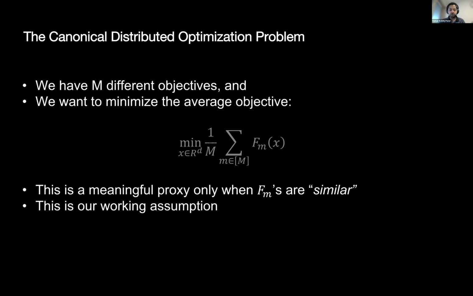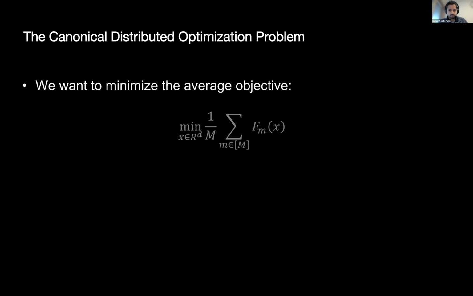For the most part of this talk, we are going to work with the working assumption that these things are actually similar, so that it makes sense to collaborate and to solve a federated problem. I'll revisit this assumption towards the later half of the talk and talk a bit about personalization and what are maybe the more reasonable things to do when the functions are not similar. Okay, so this is the problem.